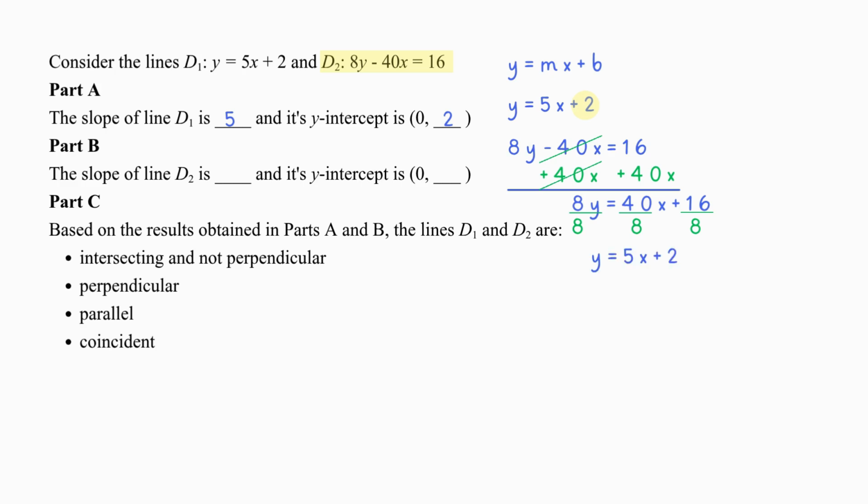Y equals 5x plus 2. The slope of line D2 is 5. The y-intercept is 0, 2.